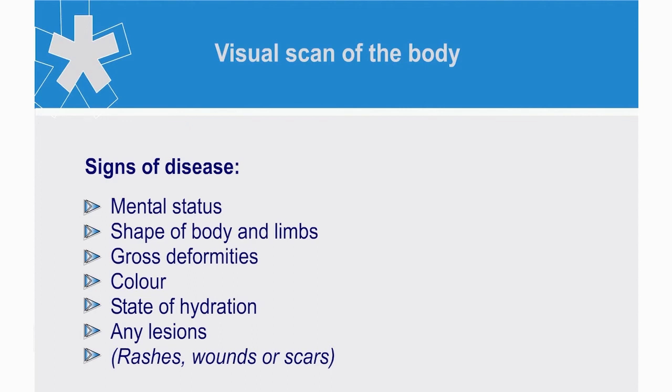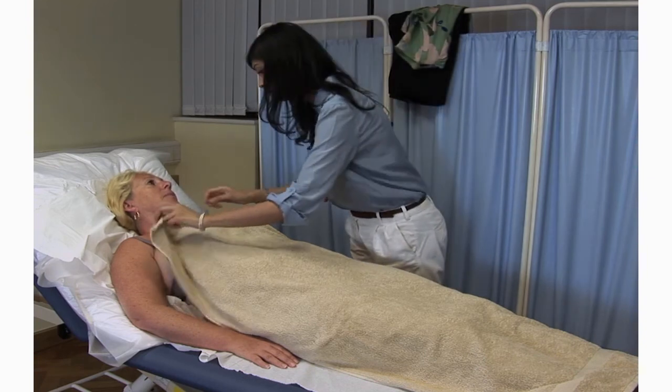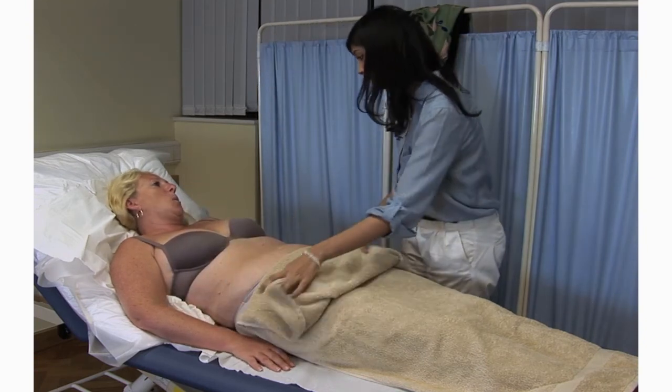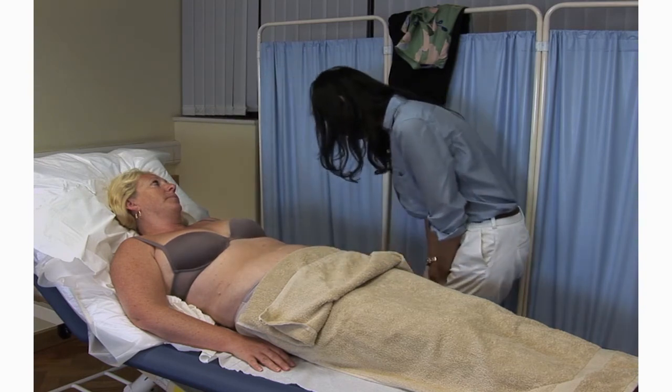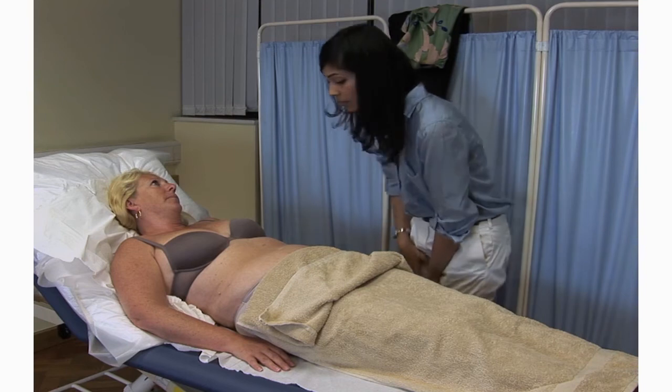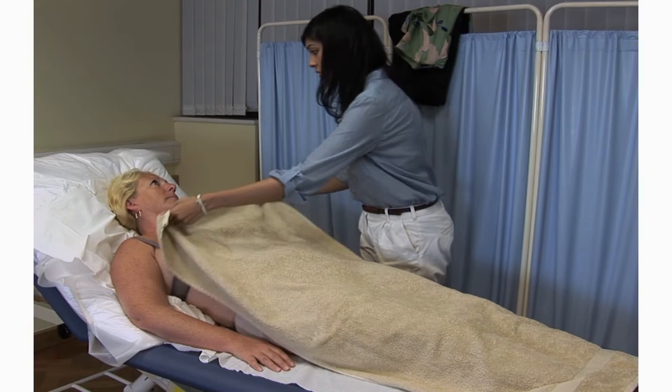During this brief scan, look out for any overt signs of disease. Note their mental status, the shape of body and limbs, any gross deformities, their color, state of hydration, any lesions, rashes, wounds, or scars. I'm going to examine you now, Mrs. Smith. Tell me if you feel cold. Okay. Thank you. I'm going to have a look at your legs now.